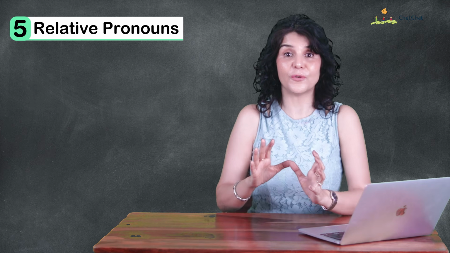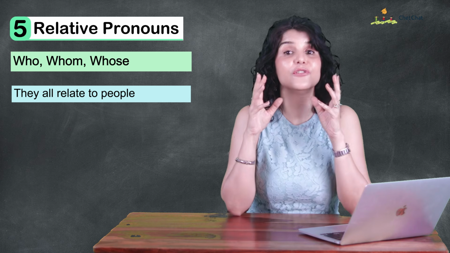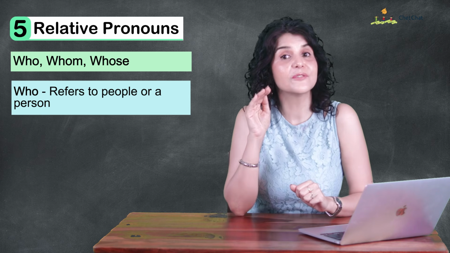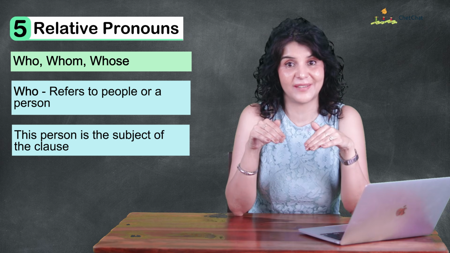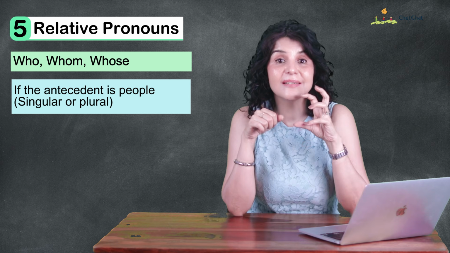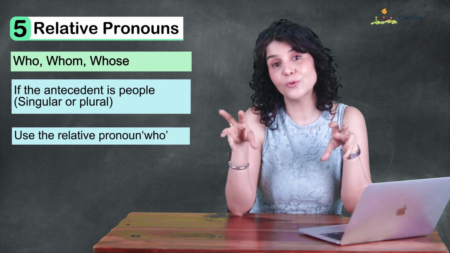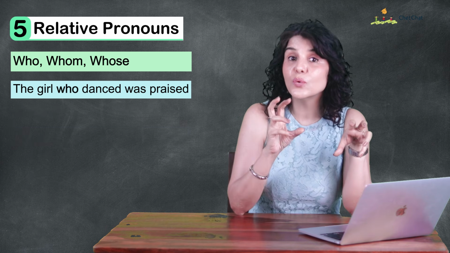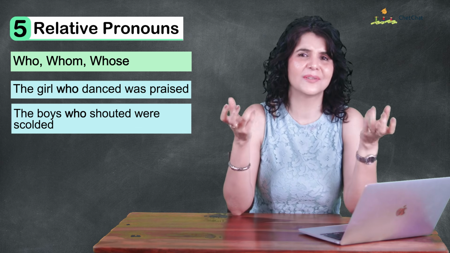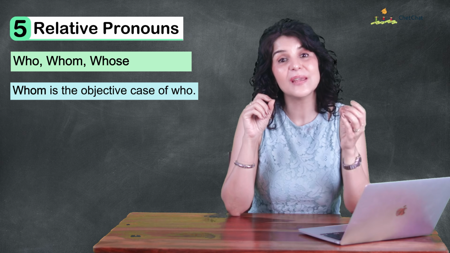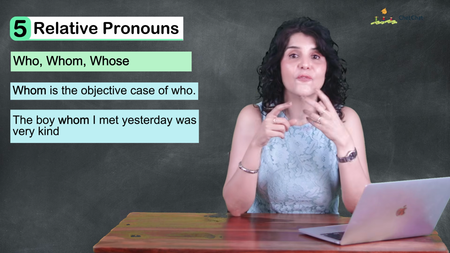Okay, so did you know that who, whom and whose are connected? They're all related to people. Who refers to people or a person, and this person is the subject of the clause. So if the antecedent is people, singular or plural, we can use the relative pronoun who. The girl who danced was praised. The boys who shouted were scolded. Whom is the objective case of who. The boy whom I met yesterday was very kind.